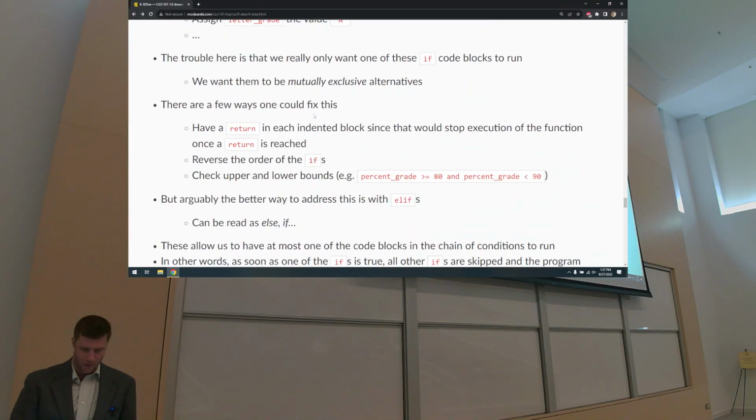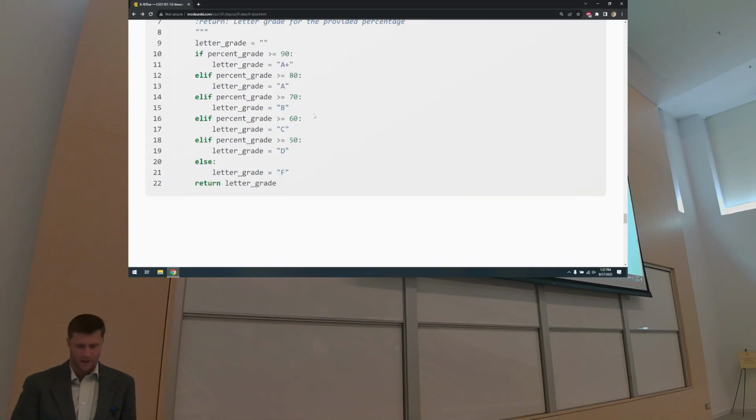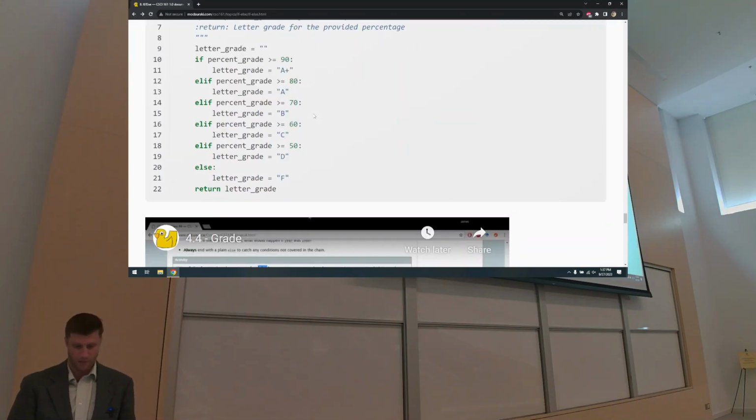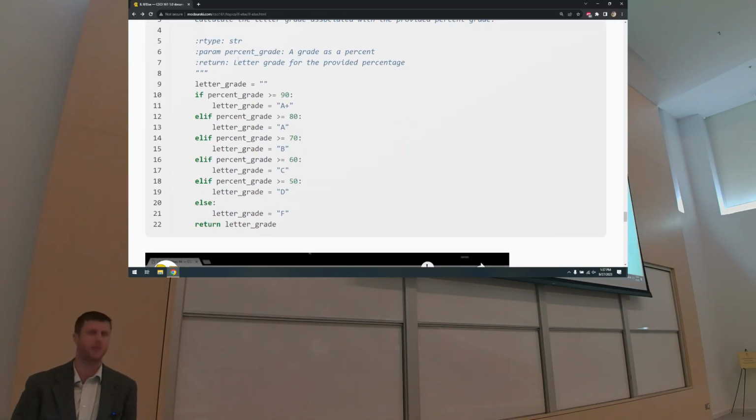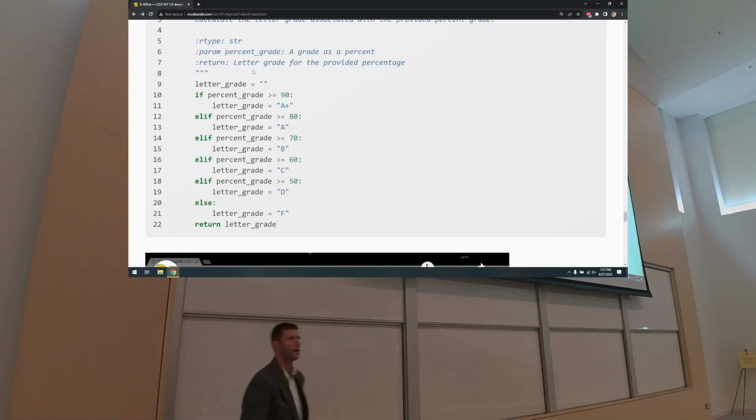Yeah, this is explaining what's wrong with it. And then here's the solution. Letter grade, not broken. It's the same thing with just a bunch of elifs. There are other ways we can make it work, right?